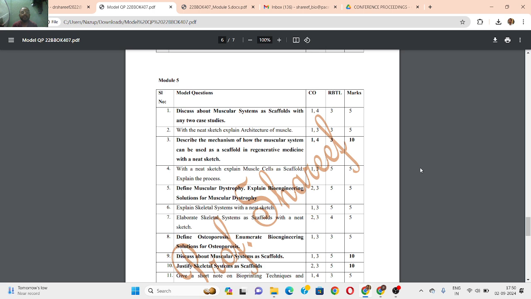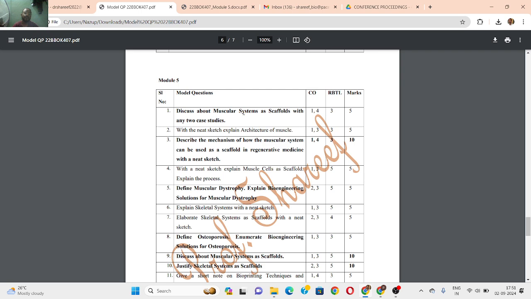So today we'll discuss the module 5 model questions of 22BBOK407, that is Biology for Engineering. Okay, so here, module 5 — do not study it from 21BT or 21BA45 because the syllabus has changed. They have mixed module 3, half of the module, and module 5, and then they made it as module 5. So I'm submitting a separate video for this.